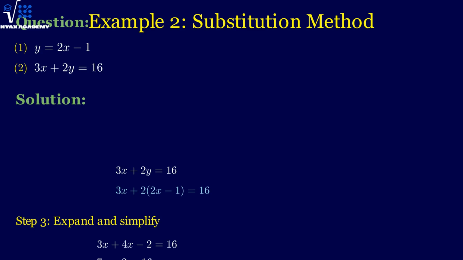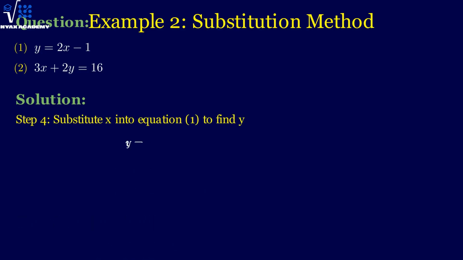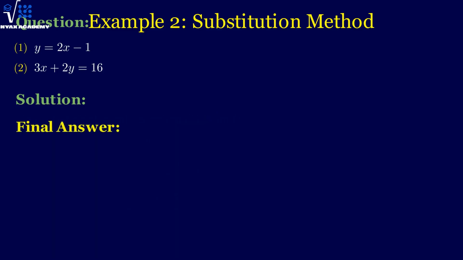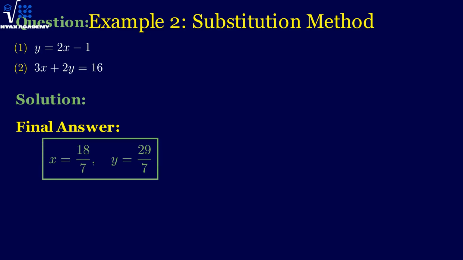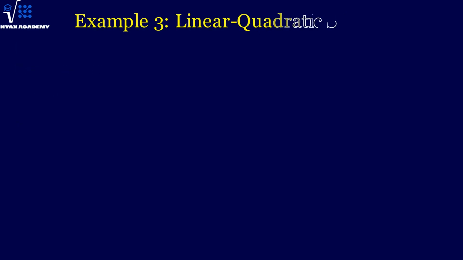I'm very sorry for the animation cutoff, but if we simplify that, we get the value of x is equal to 18 over 7. Using the value of x, we can now find y using equation 1, and y is equal to 2 open bracket 18 over 7 minus 1 close bracket, which simplifies to y is equal to 29 over 7. So our solution comes out as x is equal to 18 over 7 and y is equal to 29 over 7. When we replace the answers in either equation 1 or 2, the left hand side equals the right hand side. Now let's look at example 3.